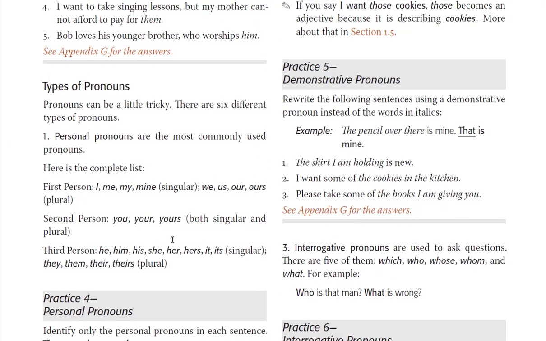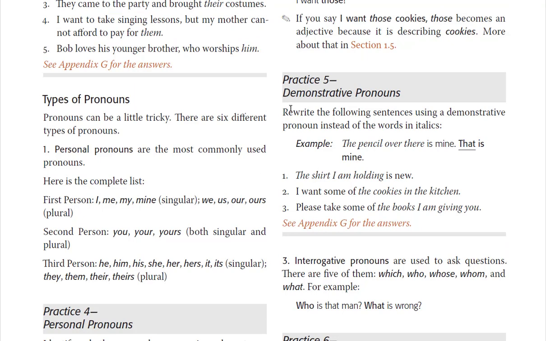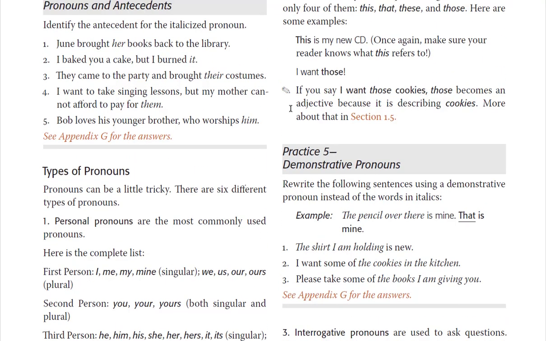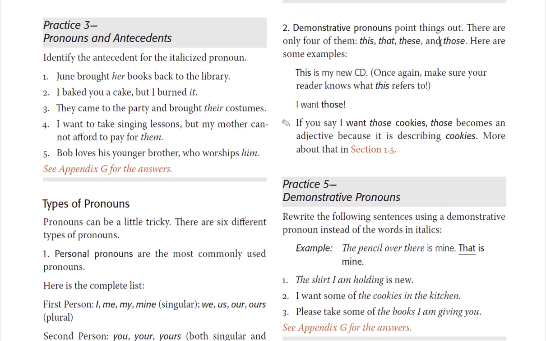I, me, he, him, her, that sort of thing. A demonstrative pronoun is when you want to point things out. There are only 4 of them: this, that, these, those. When you use a demonstrative pronoun, which is another kind of pronoun, you're demonstrating to the reader where something is. So if you say this book, that's the book that's closest to you, and it's one book.